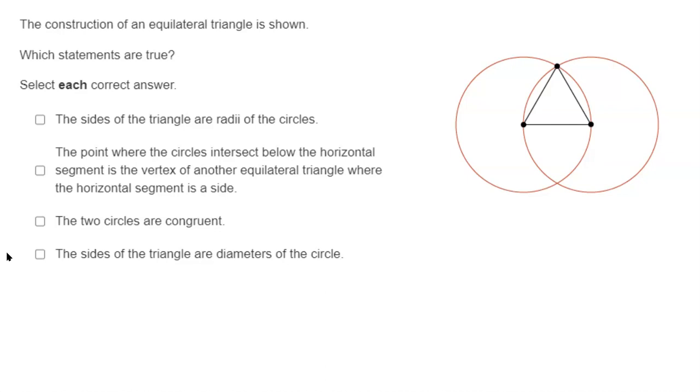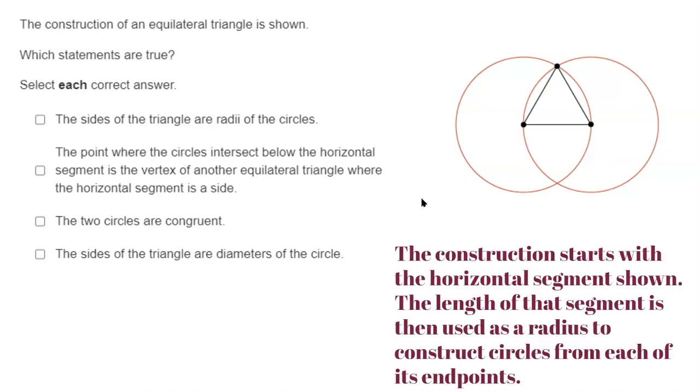The point where the circles intersect below the horizontal segment is the vertex of another equilateral triangle, where the horizontal segment is the side. The two circles are congruent. The sides of the triangle are diameters of the circle.